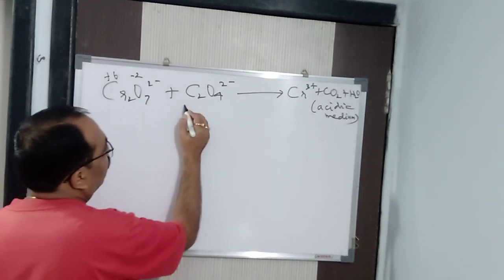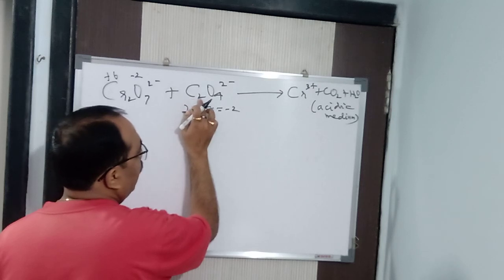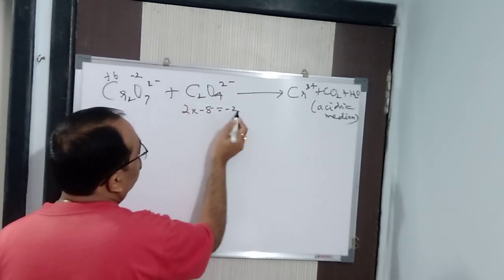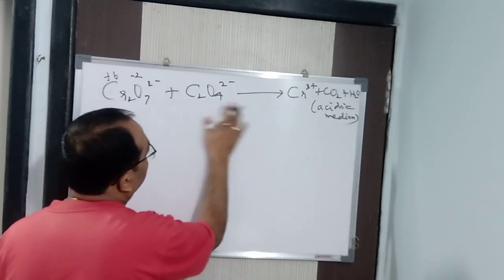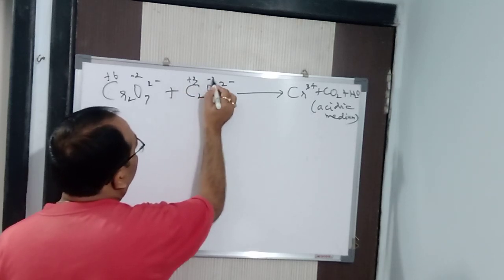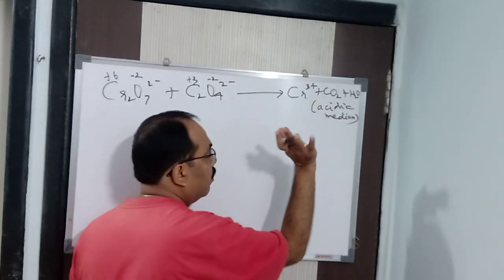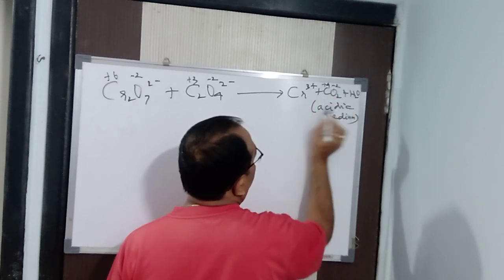C2O4, same thing, let us find it out. 2x minus 8 is equal to minus 2. Here carbon is 2, so 2x, oxygen minus 8 is equal to minus 2. So 2x is equal to 6, x is equal to 3. So this is 3 and this is minus 2. Cr3 plus is already there. Carbon will be plus 4, oxygen is minus 2.